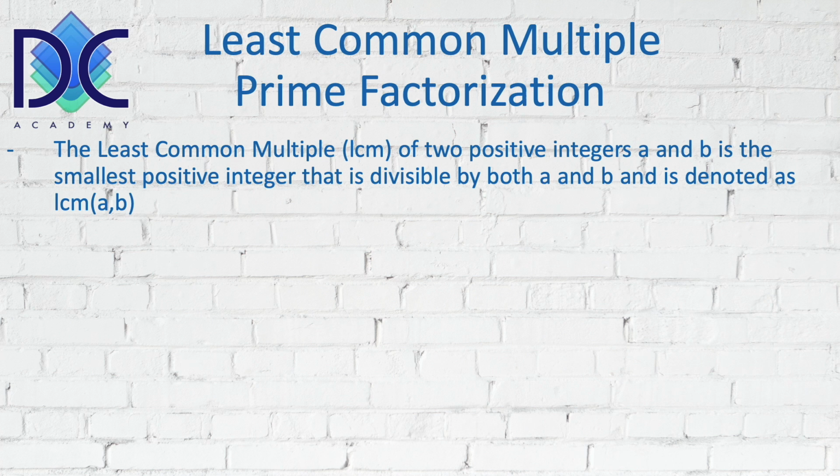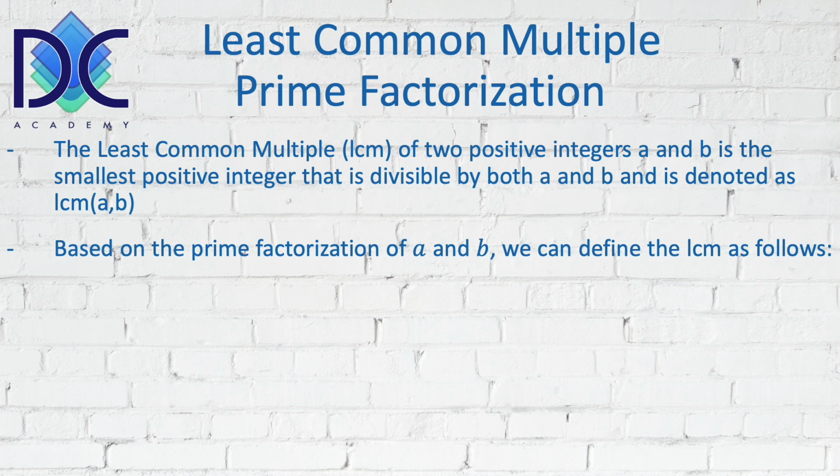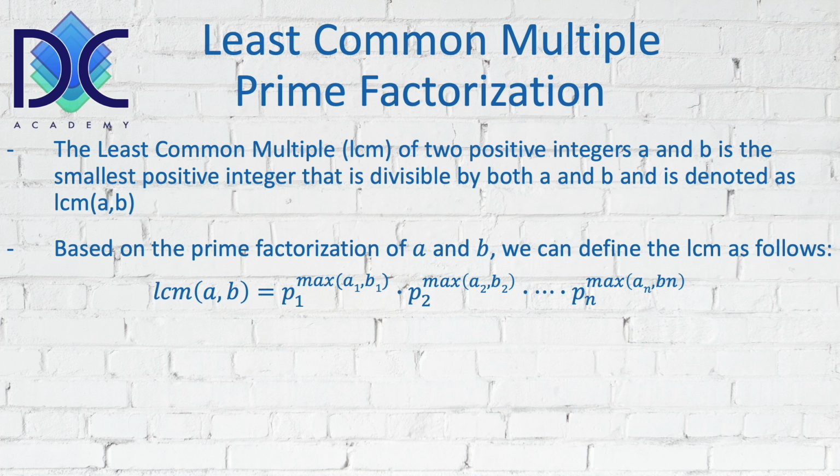Now, we can also find the least common multiple. The least common multiple of two positive integers a and b is the smallest positive integer that is divisible by both a and b, and we write it as the least common multiple of a and b. LCM is the abbreviation. So based on the prime factorization, the LCM of two numbers a and b is in fact, when we look at their prime factorization, instead of taking the minimum of the coefficients of the common prime numbers, we take the maximum.